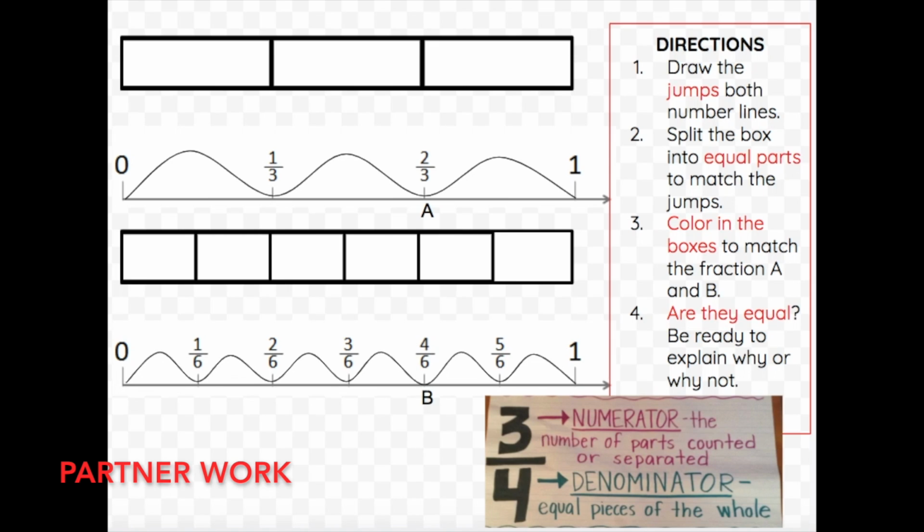All right, Kara and Lawrence, I noticed that you have entered the breakout room. I've adjusted your directions a little bit, so the jumps are already drawn for you. Lawrence, can you tell me how many jumps you noticed for the top number line? Yes, there are 3. And Kara, how many boxes will we have for the top box if there are 3 jumps? You already noticed there's 3 boxes for you. So I've already done the jumps and the equal parts for you. Now you need to color in the boxes and you need to be ready to explain, are they equal?